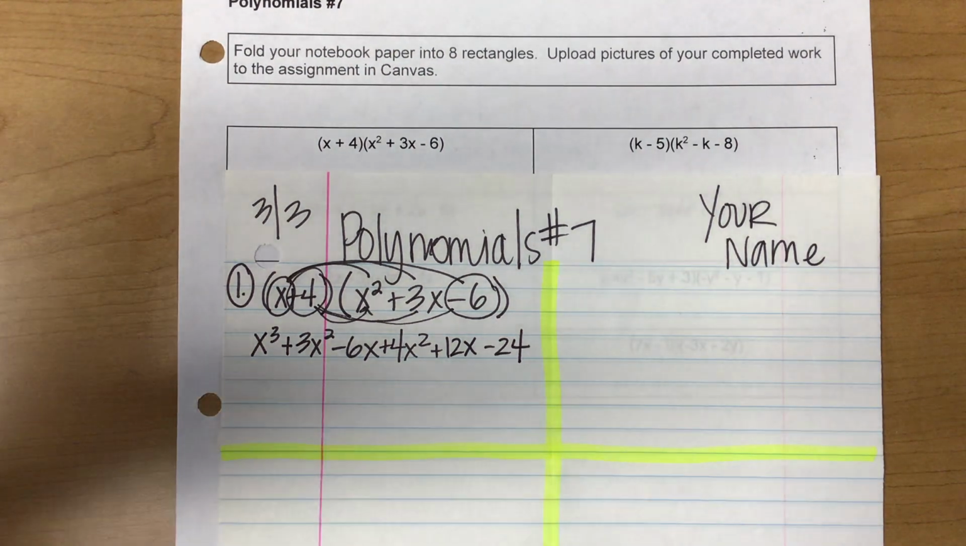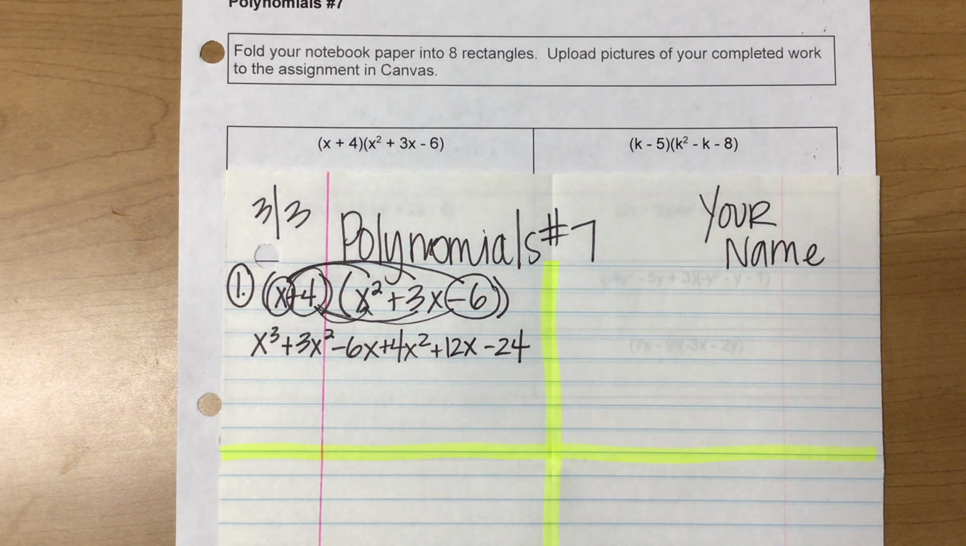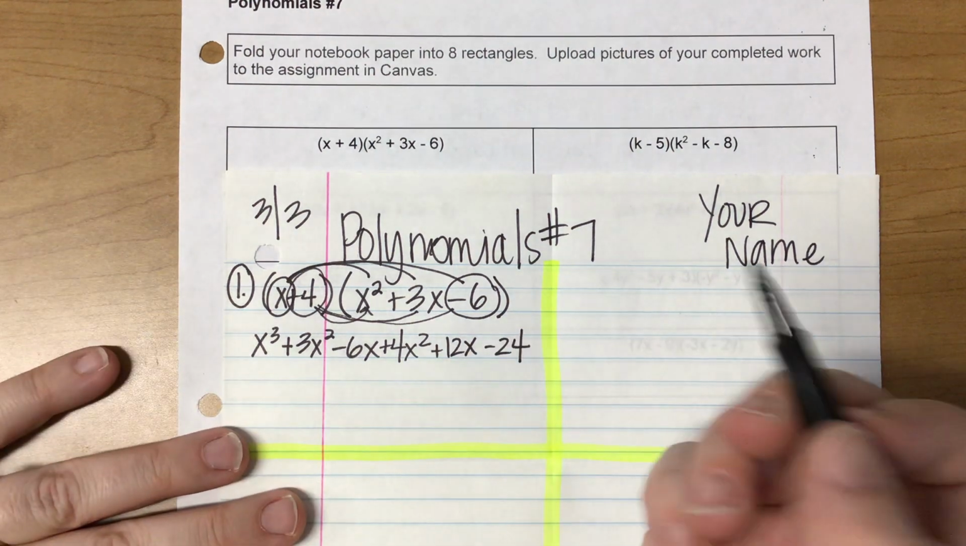So, like, it's doable. I have fairly large handwriting, but you also don't want to write so small that you can't read what you wrote and you make a mistake. But, like, I can fit it. Then I collect like terms.